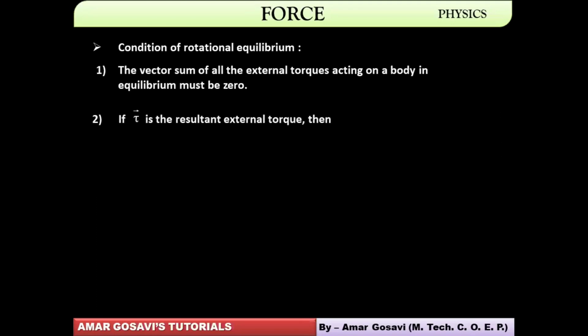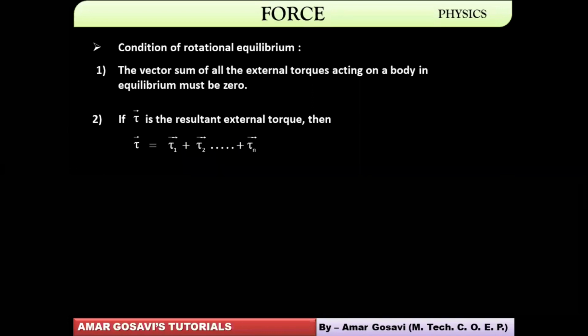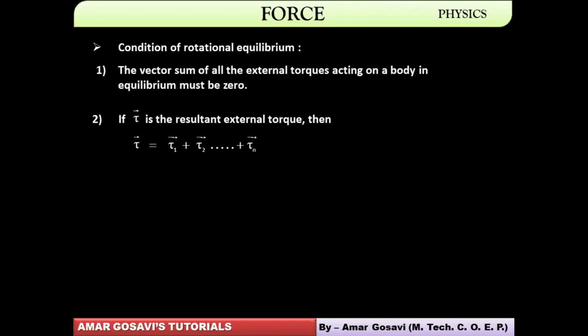For example, if tau bar is the resultant external torque, then you can put this in the form of this equation: tau 1 bar plus tau 2 bar, and so on. Let's say there are n number of torques acting on a body. Together, if we add them vectorially, the amount should come out to be zero. That will give you another equation, say equation 4.